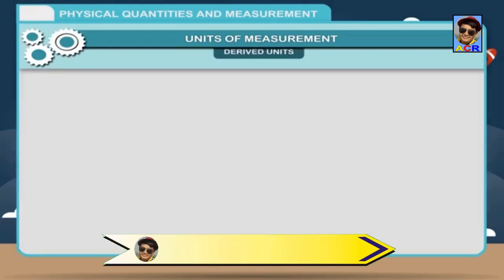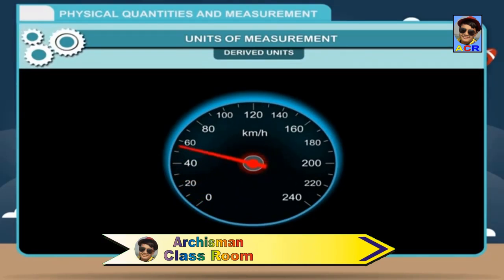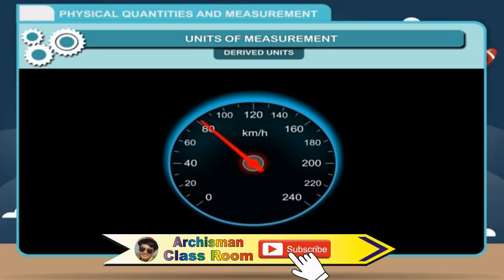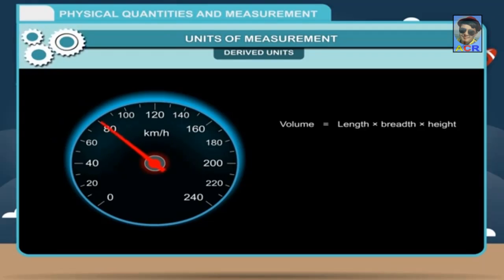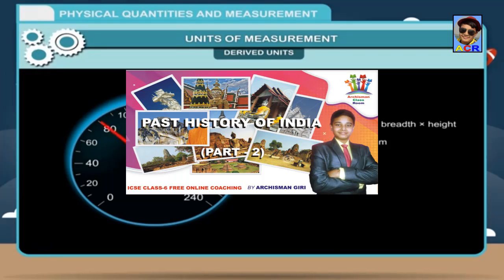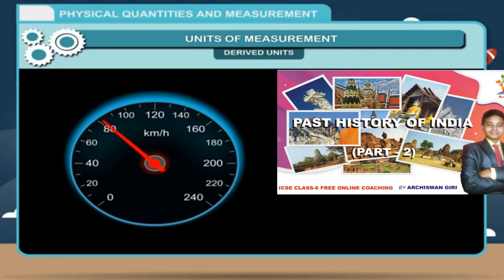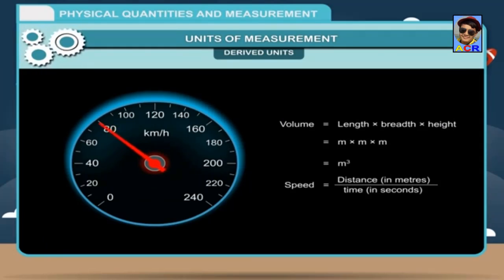Derived units. The units which are obtained with the help of the fundamental units are called derived units. They strictly depend on the fundamental units. The derived units are formed by the combination of one or more fundamental units. Volume is equal to length into breadth into height, is equal to meter into meter into meter, is equal to meter cube. Speed is equal to distance in meters divided by time in seconds, is equal to meter per second.